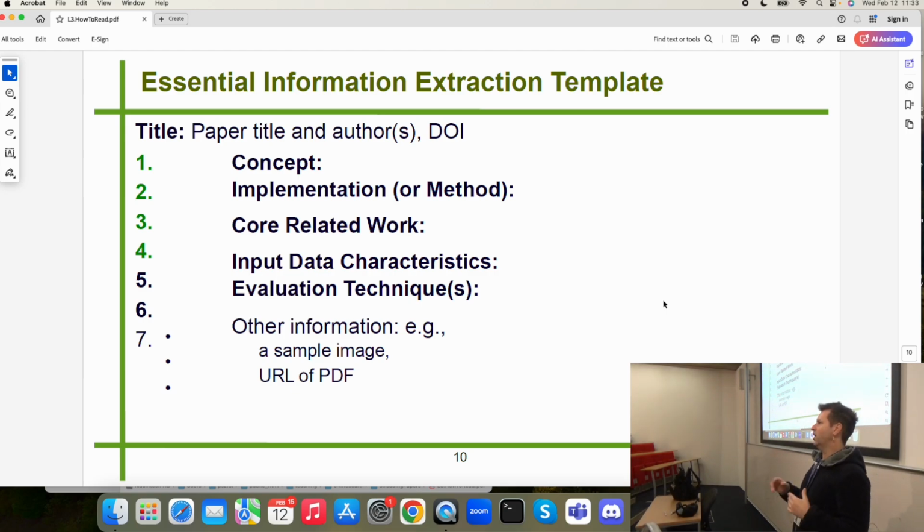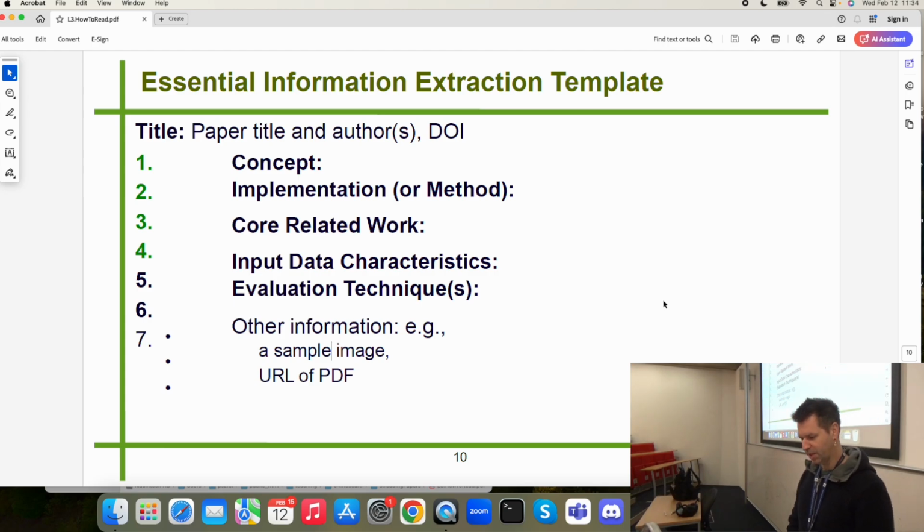But there should be an authoritative version, like the final version, and that's the one with the DOI. The DOI is the link to, or the identifier of, the final authoritative version of the paper. So that's what the DOI is. So you want to have that.